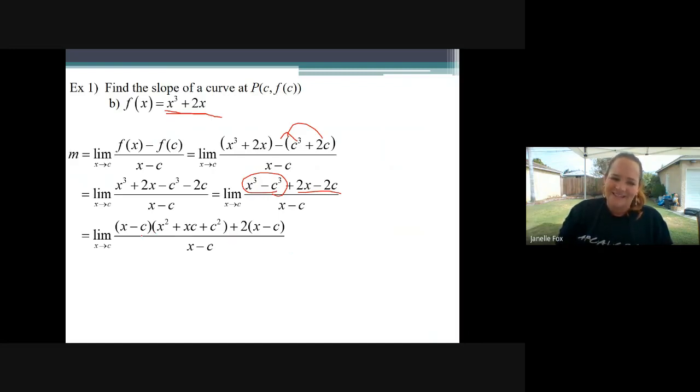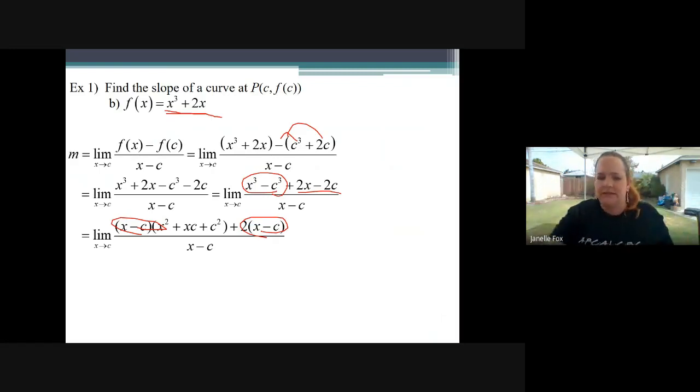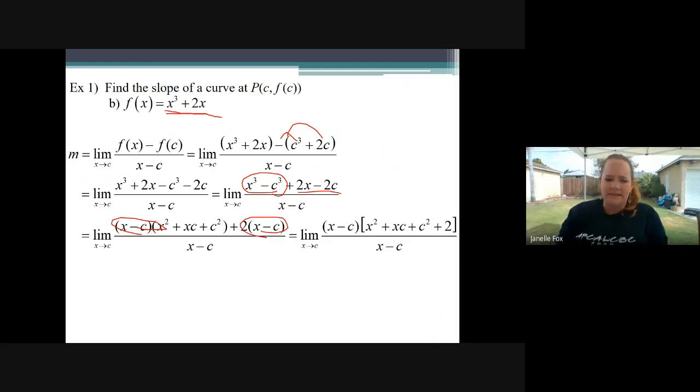Now look what happens. Look what happens. I'm so excited. They both have an x minus c in common. Woo-hoo! Let's factor that out because then we're going to cancel it. So we're going to have the limit as x approaches c of x minus c, I'm taking that out, and then what I'm left with is an x squared plus xc plus c squared plus 2 all over x minus c. The x minus c's cancel each other, folks.